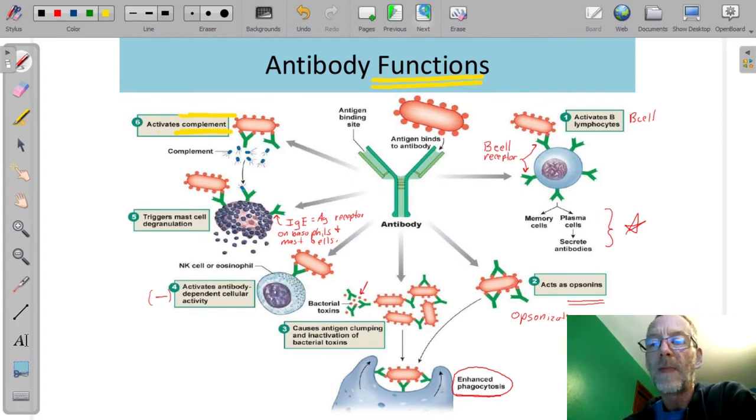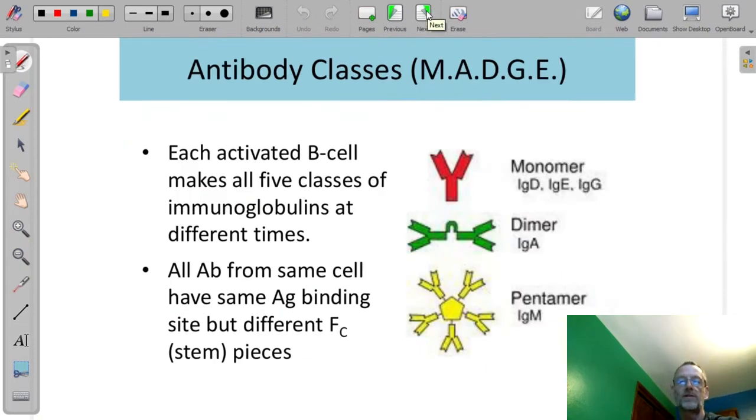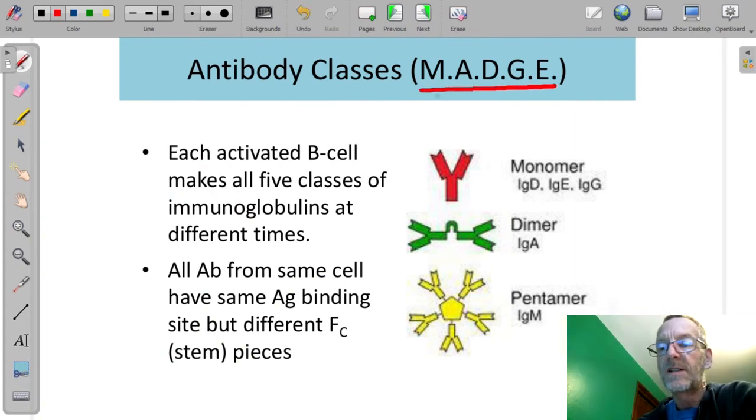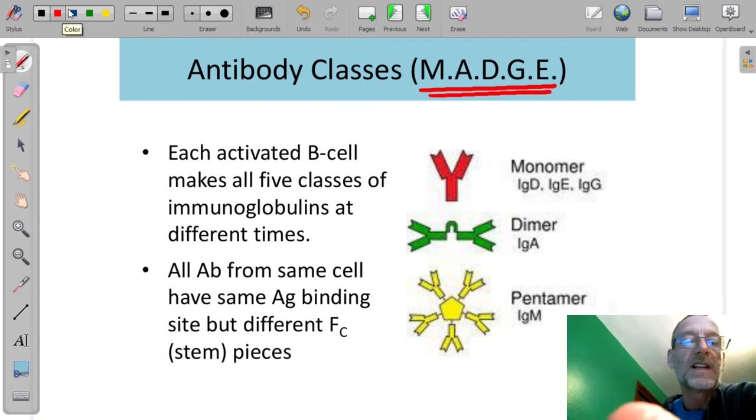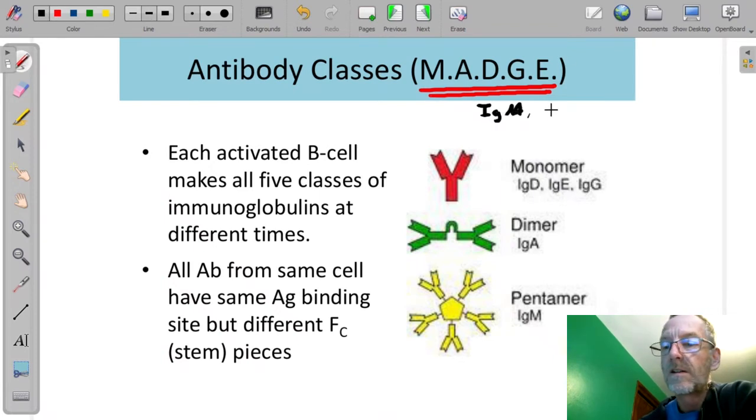Next slide is our tour through the 5 classes of antibodies. So the 5 classes, MAJ. They're not in any particular order. That MAJ is just an acronym for remembering the 5 different classes. So we have IgM, IgA, etc.